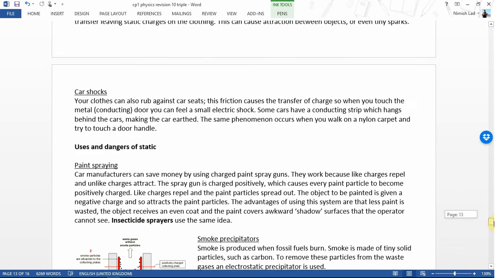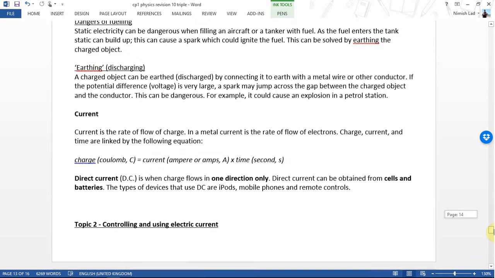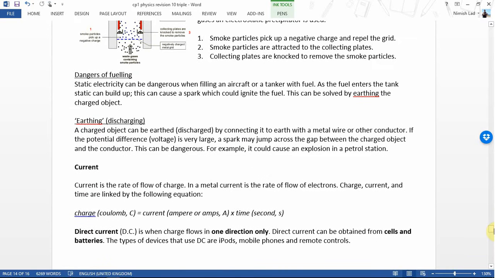The main dangers are over here. The main danger is with fuelling, because remember, fuel is highly flammable. So if electrostatic charge builds up, on an aircraft, a tanker with fuel, or even a car, as the fuel enters the tank, static can build up, and this can cause a spark which could ignite the fuel. You get around this by earthing the object.